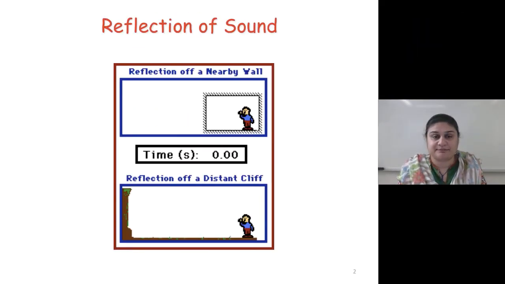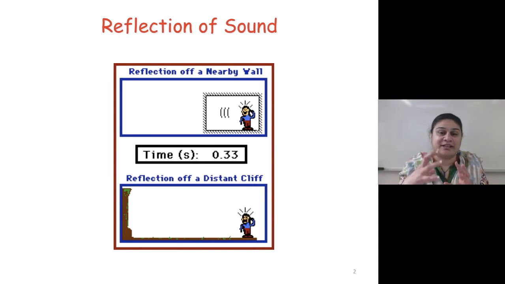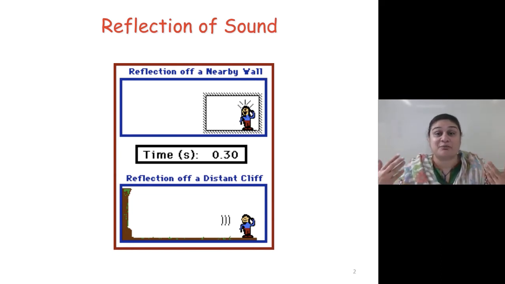Reflection of light. So we've all done this before, right? We've stood at a nearby wall and shouted at the wall, and we get an echo back. Now there are two different kinds when we're talking about sound. If the reflection is from a nearby wall, we get something called reverberation, whereas if you are away from a distant cliff, you actually hear your sound back. That's called the reflection of sound.